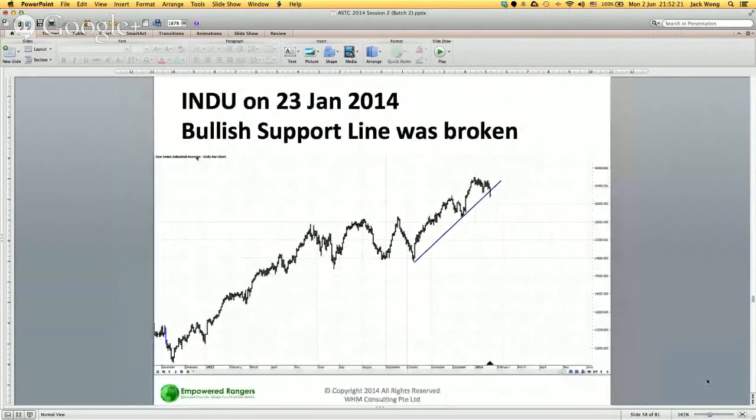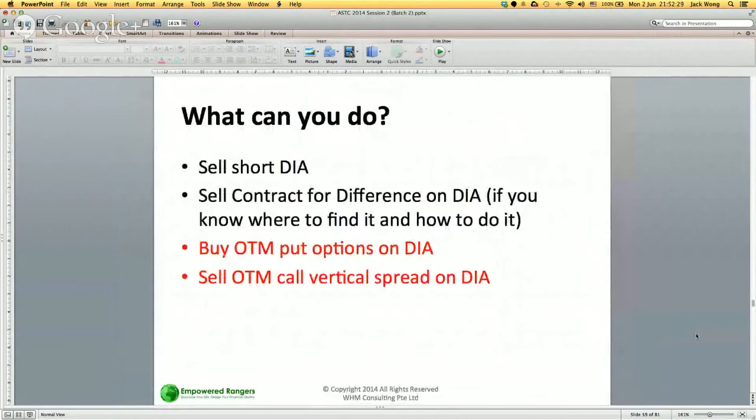Now we have the situation on 23rd of January. The trend line was broken. So what did I do? In this case, I used Diamond. Can you use SPDR? Of course you can. You can sell short Diamond itself, which is an ETF. You can sell a contract for difference, a CFD, if you know where to find it. I'm not a CFD guy, so I don't know how to do it.